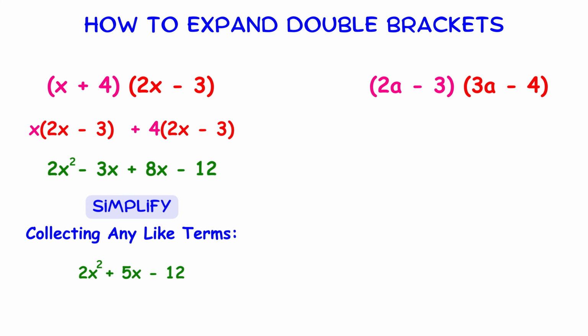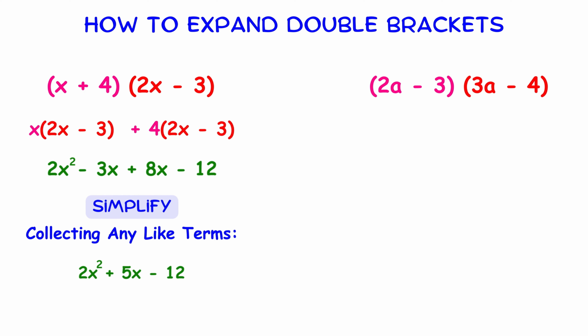So we do the x times the 2x, which is 2x squared, and the x times minus 3, which is minus 3x. Then we also times the 4 by the 2x, which is 8x, and finally the 4 by minus 3, which is minus 12. Then, as a last step, we just need to simplify it all by collecting any like terms. So because we have 2 x terms, we can add our negative 3x and our 8x together to get positive 5x, so that we end up with 2x squared plus 5x minus 12 as the final answer.